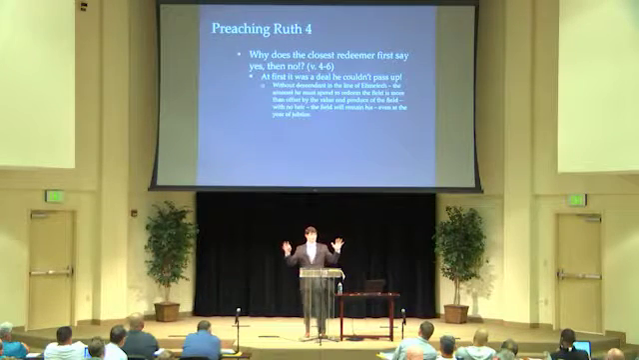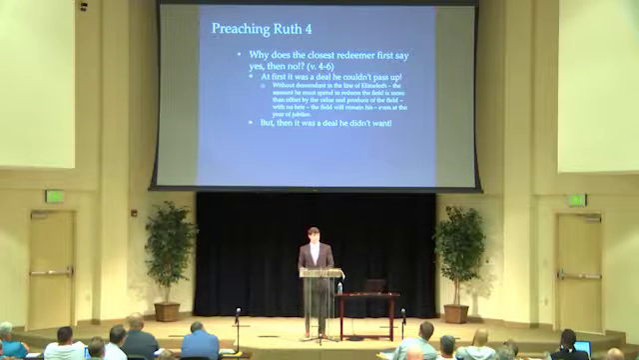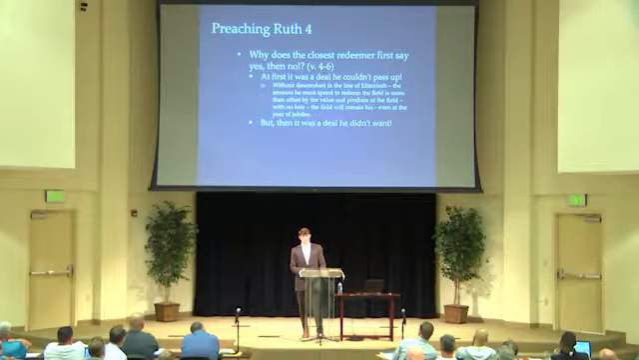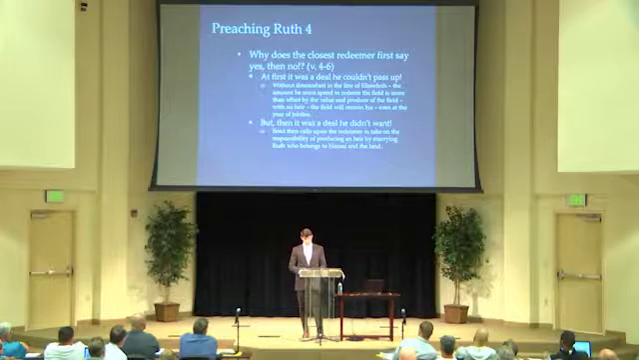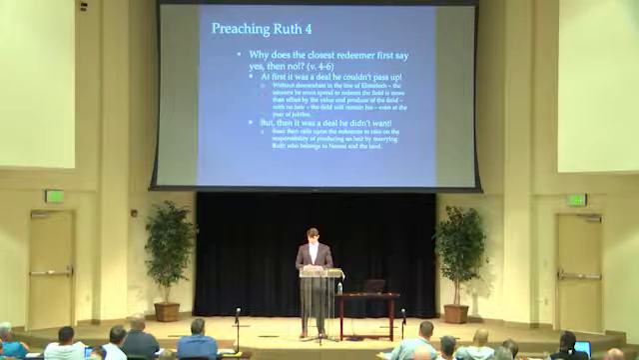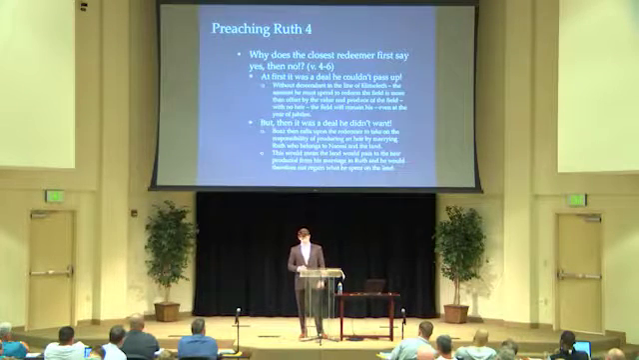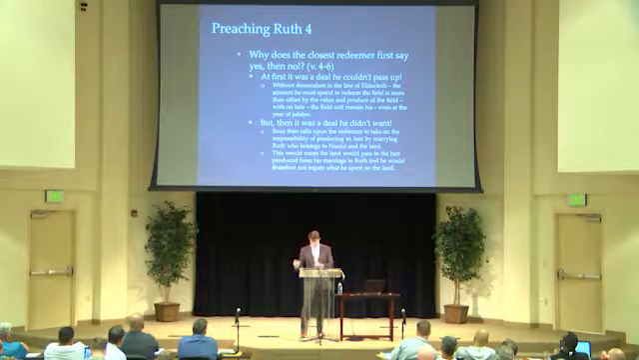Yes, I'll redeem. But Boaz pulls out his ace. He pulls a trump card here and says, well, wait a second. There's more responsibility that goes with it. Boaz calls on the nearest redeemer to take on the responsibility of producing an heir by marrying Ruth, who belongs to Naomi and is connected with the land. And this would mean the land would pass to the heir produced from his marriage to Ruth.